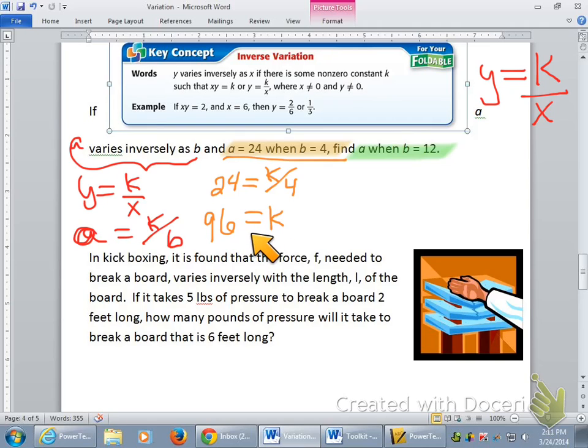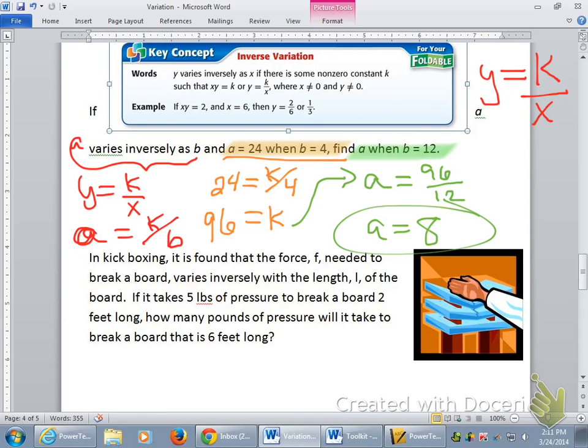Now remember, a constant is constant. It doesn't change. So if it works for the orange, it'll work for the green. So I'm going to switch over to green and do the same thing. This time I'm supposed to find a when k over b, so that's 96 over 12. So what's 96 over 12? Is it 8? Yeah.